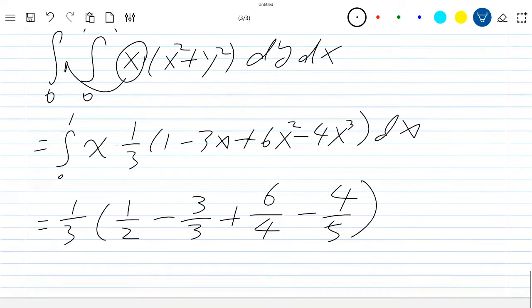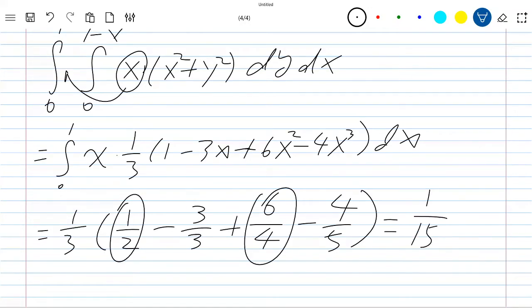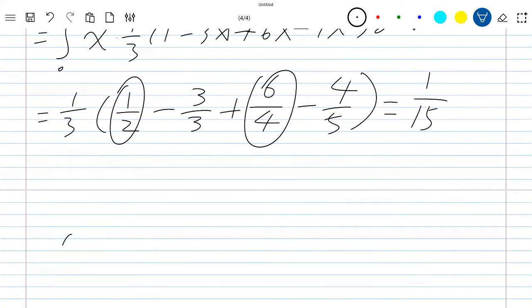Alright, what is that? Then you have this: 1/2 plus 3/2 is 2. 2 minus 1 is 1. And 1 minus 4/5 is 1/5. So you get 1/15.